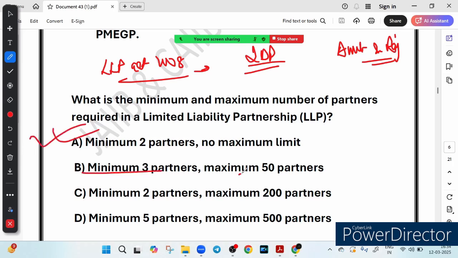What about B? 3 and 50. This is wrong, because an LLP requires a minimum of 2 partners, not 3, and there is also no maximum limit on an LLP. So if only 2 people want to start an LLP, they can legally do so. The law does not require 3 partners.